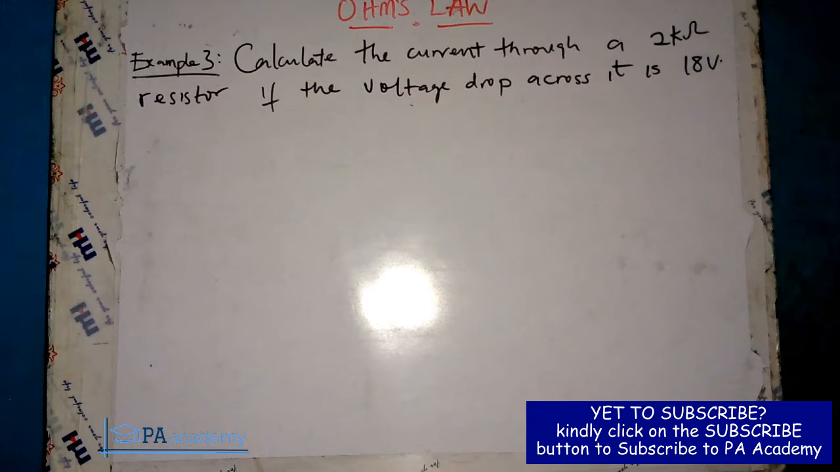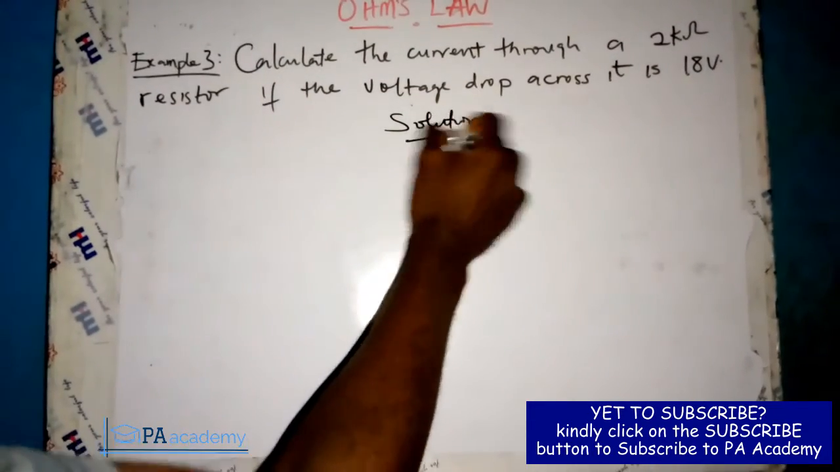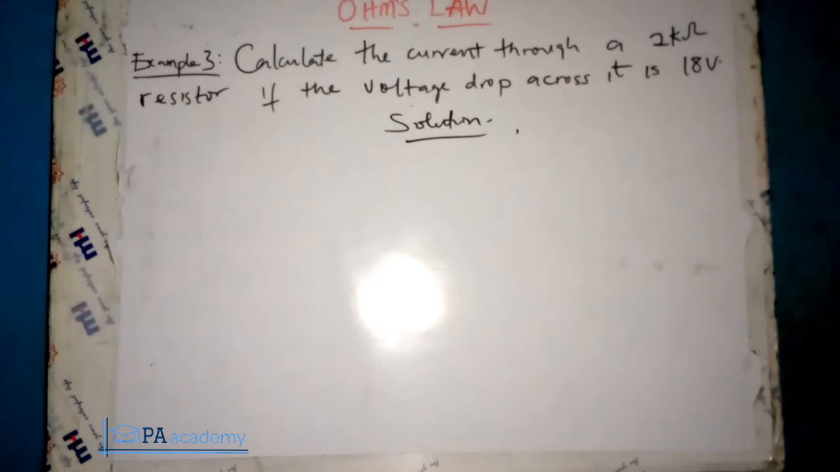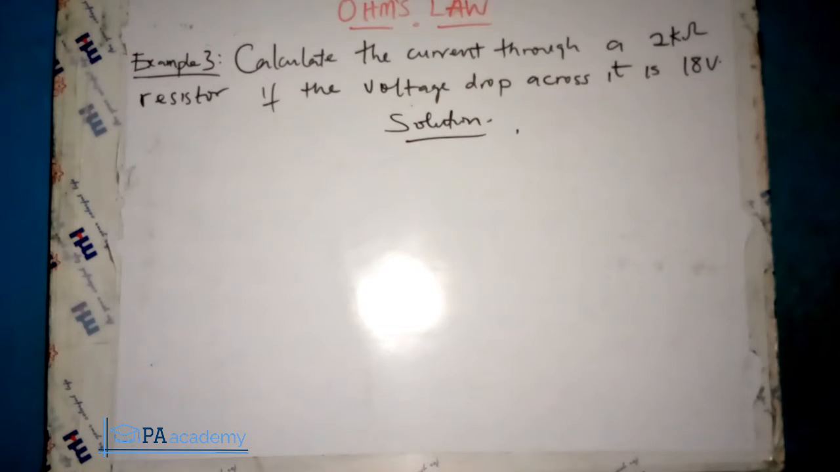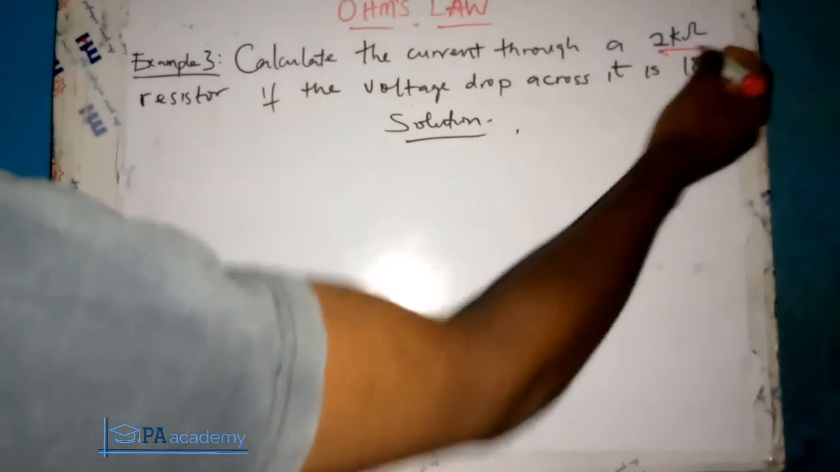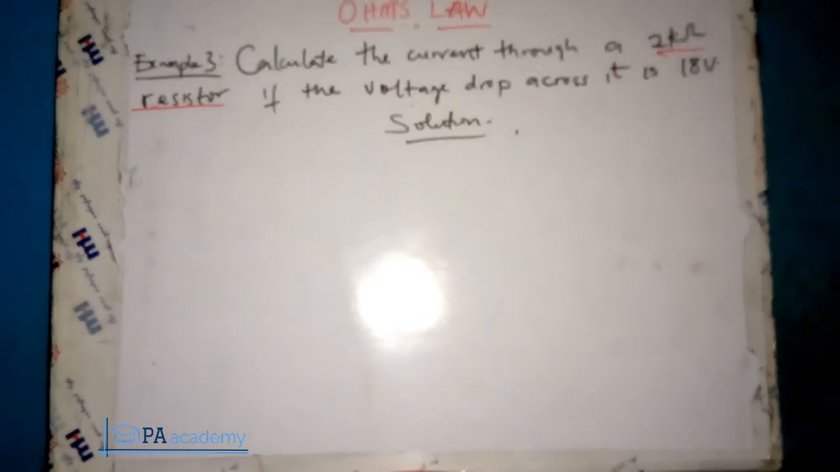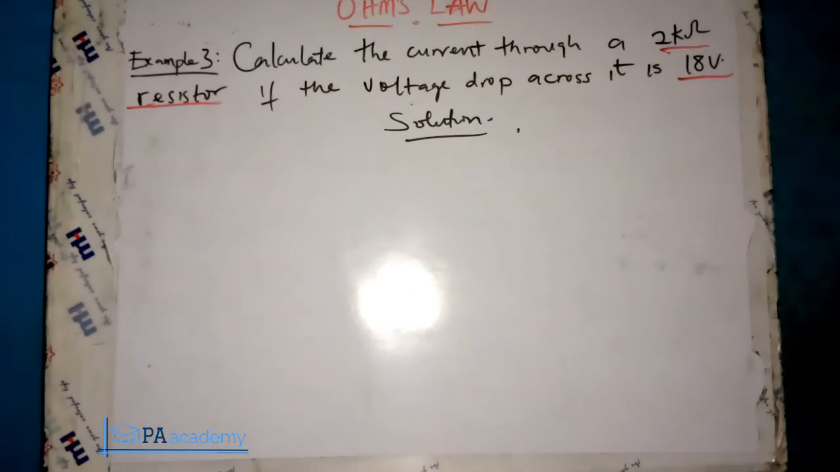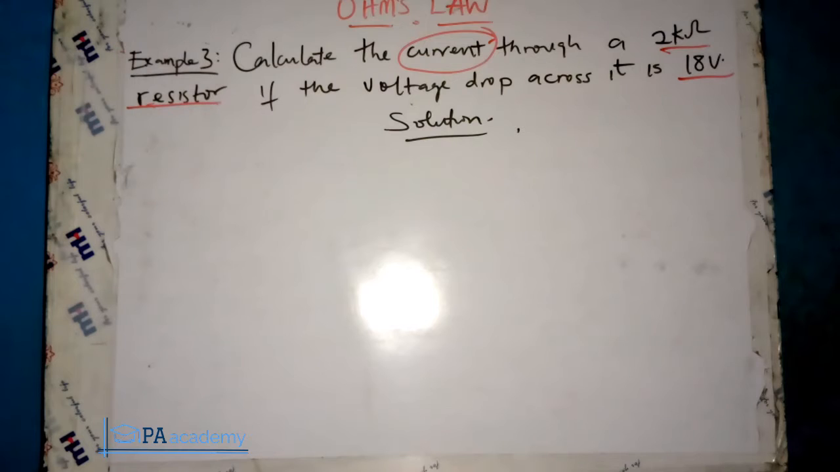Example 3 says: calculate the current through a 2 kilo ohm resistor if the voltage drop across it is 18 volts. Let's solve this. In questions like this, the first thing you should always do is to bring out your parameters. We are given a resistor with a resistance of 2 kilo ohm, and the voltage drop across it is 18 volts. We are looking for the current. If you are able to pick all these things from the question, then you are as good as just applying the formula to get your answer.